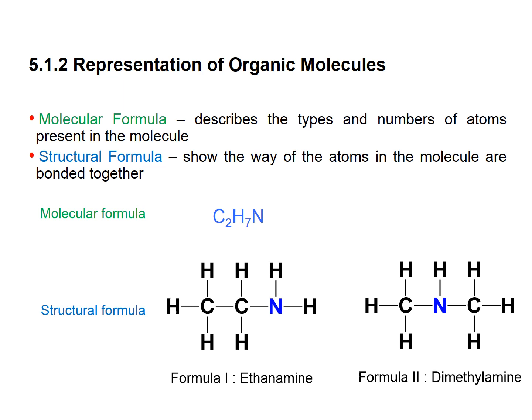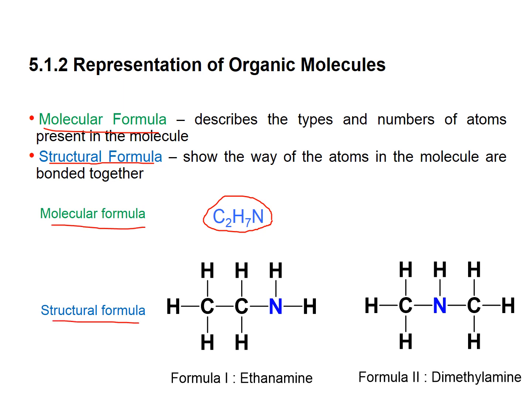There are several ways of how you want to write a molecule structure. You can write it by its molecular formula, or structural formula. Molecular formula is like this: we simplify everything, we combine whatever atom is the same and total up the same atoms. Carbon 2, hydrogen 7, nitrogen 1. That is your molecular formula.